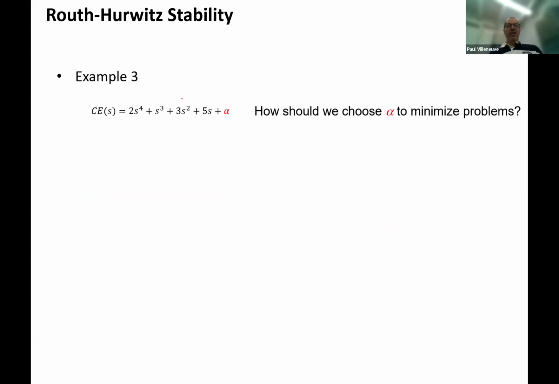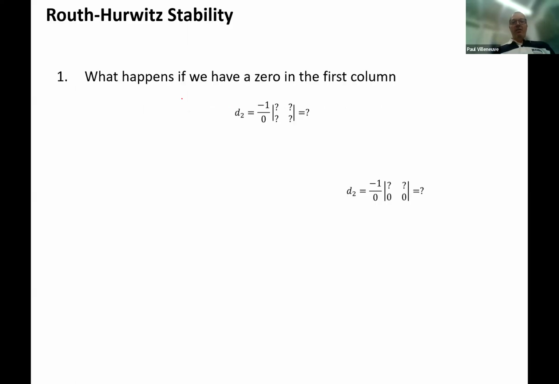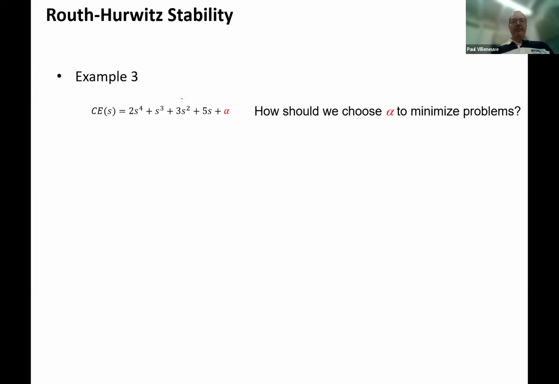So we'll see how we'll calculate that. So let's do a case where we have A or alpha. So how do you like this expression? Should we choose alpha to minimize problems? Which means if we can, make sure the system is stable. Sometimes there's nothing you can do to alpha. So let's do this one by hand.